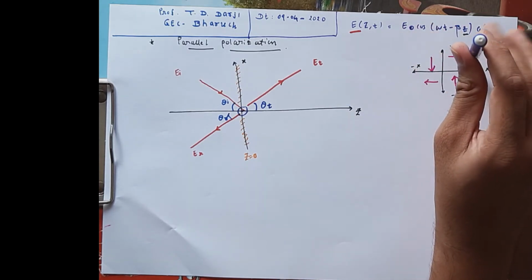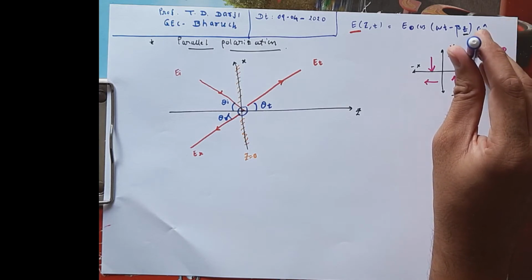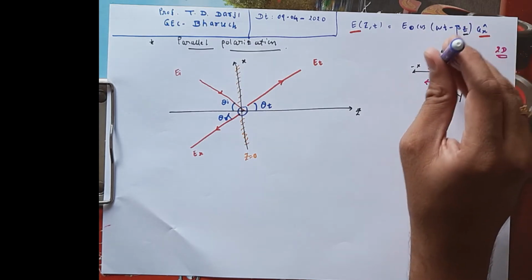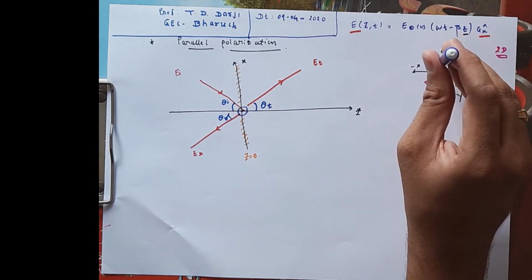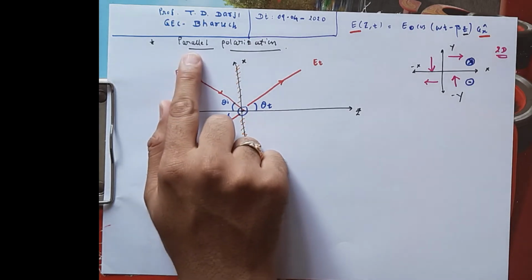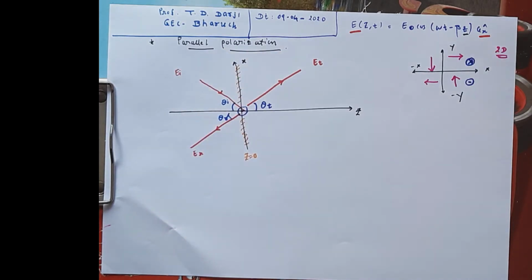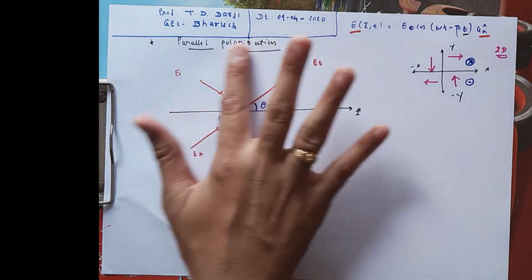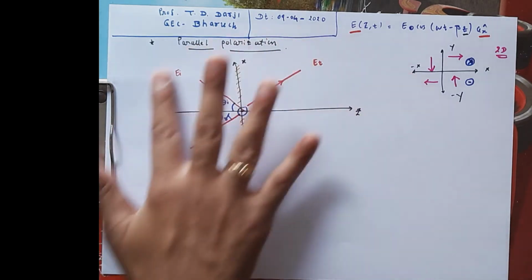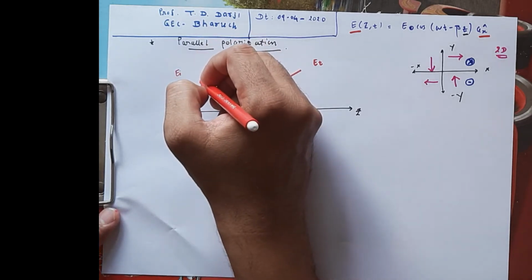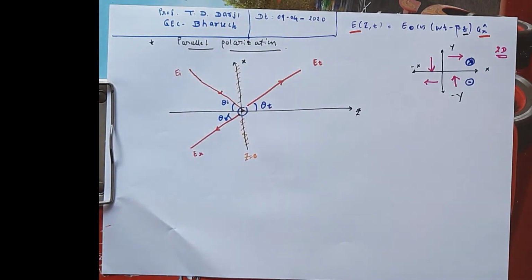Similarly, what about this vector? This vector is in the minus z direction, so this vector is also perpendicular to the xy plane. So it is known as perpendicular polarization. Now I think it should be clear what parallel polarization and perpendicular polarization mean. So in parallel polarization, what do we have to consider? We have to consider that the electric field is parallel to my xz plane. Here I have to consider the direction of the electric field.